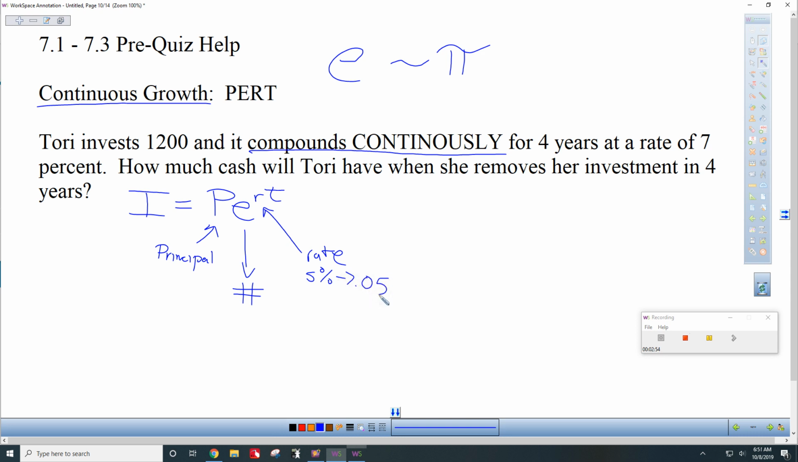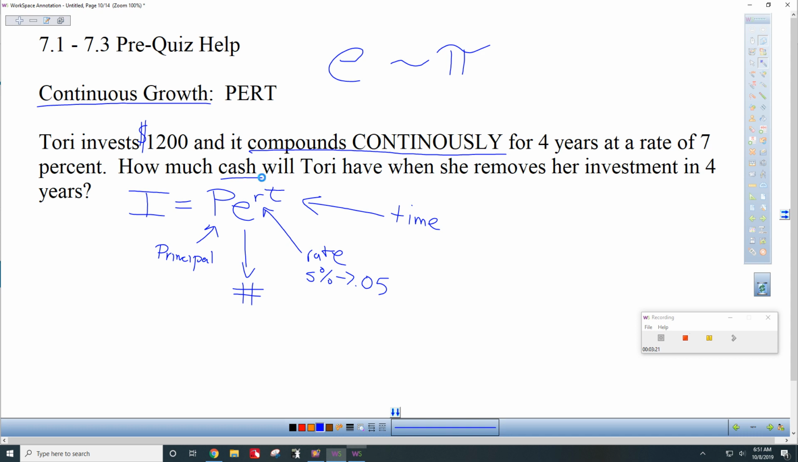And then t is how much time you're going to let your investment sit still, okay? So Tori is investing $1,200. It's bad math that I didn't put a unit. And she's going to get it to compound continuously for 4 years at a rate of 7%. How much cash will Tori have when she removes her investment in 4 years?